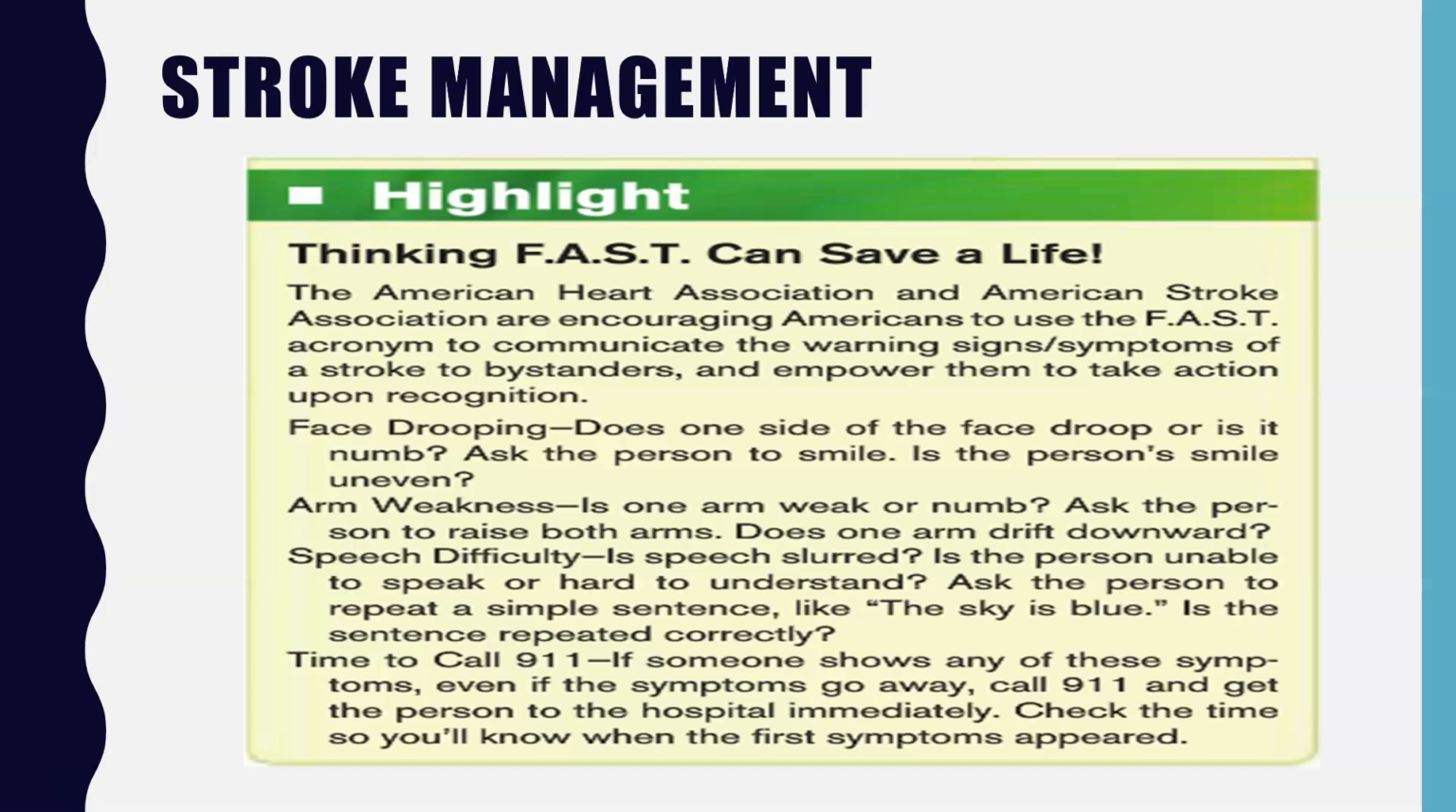Ask the athlete to repeat a sentence and look for words that are slurred, and for improper recall of a sentence, which is the S for speech. And then finally, T is for time. If the athlete is experiencing any of these symptoms, refer to a medical facility immediately, because the longer this goes on, the more potential damage is in there. So when we look at stroke management, the only thing we really can do is identify this early, and this FAST acronym can be helpful in that.